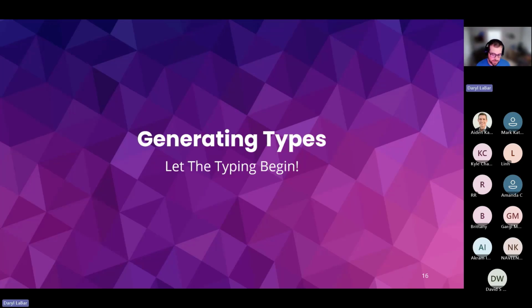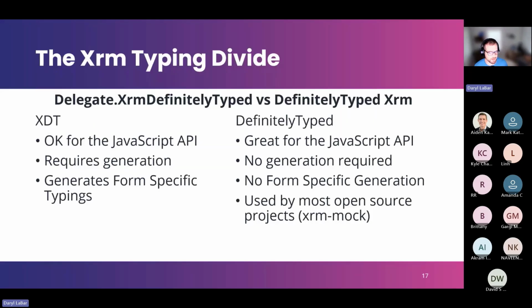All right, so we got all this stuff set up. Now we're to the point where we can actually start generating our type definitions. And so these type definitions are going to be unique to your actual instance, not to just the Dataverse as a whole or your model-driven apps as a whole. So there are 2 XRM typing libraries out there. There's the XRM definitely typed, and then there's definitely typed. So I'll start with definitely typed first.